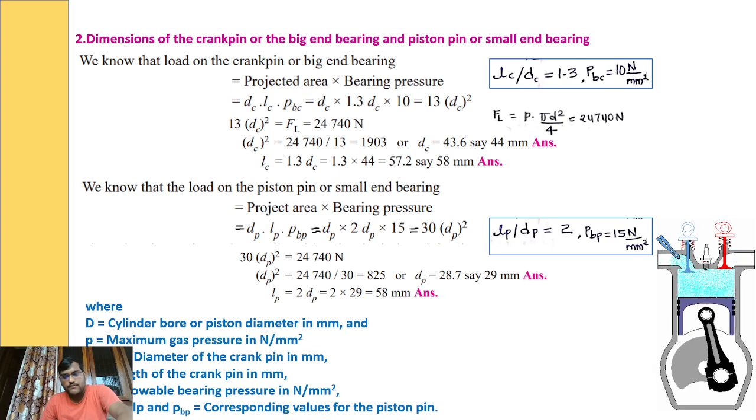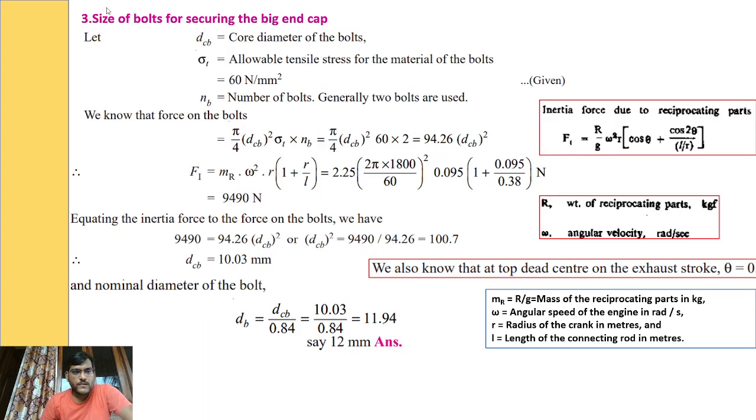Okay. Then the third one, the size of the bolts for securing the big end cap. As I told earlier, size of the bolts. Here we are having two bolts. Number of bolts are two. So here also you have to take the basic equation, pi d square by 4 into stress, sigma t, and NB. Here NB is the number of bolts.